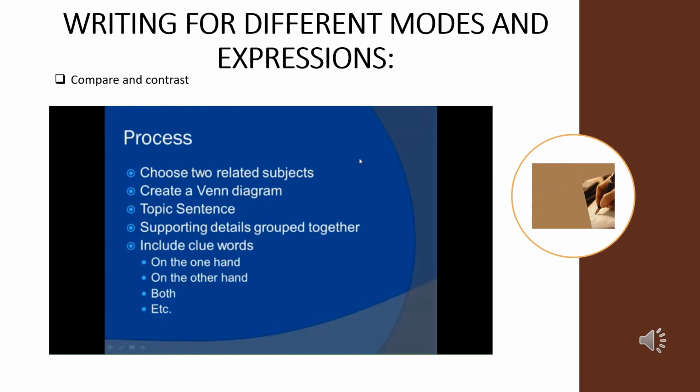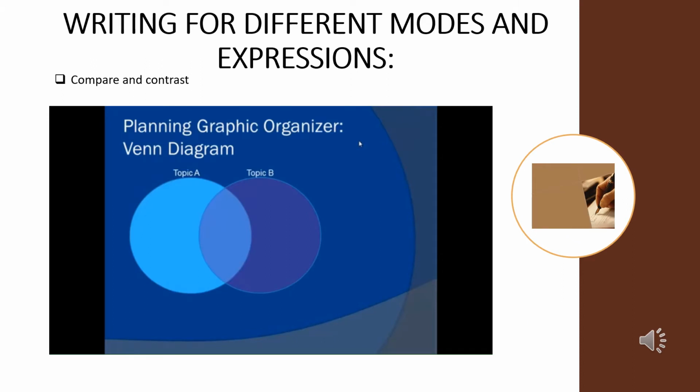It also helps your reader if you include clue words, so phrases like on the one hand or on the other hand. That shows differences. A word like both shows the similarities between the two. So think about clue words that you can use when you write that will give your reader a good idea of whether you're showing a similarity, whether you're comparing, or whether you're showing a difference, whether you're contrasting. Okay. As I said, when you plan, you want to plan using a Venn diagram.